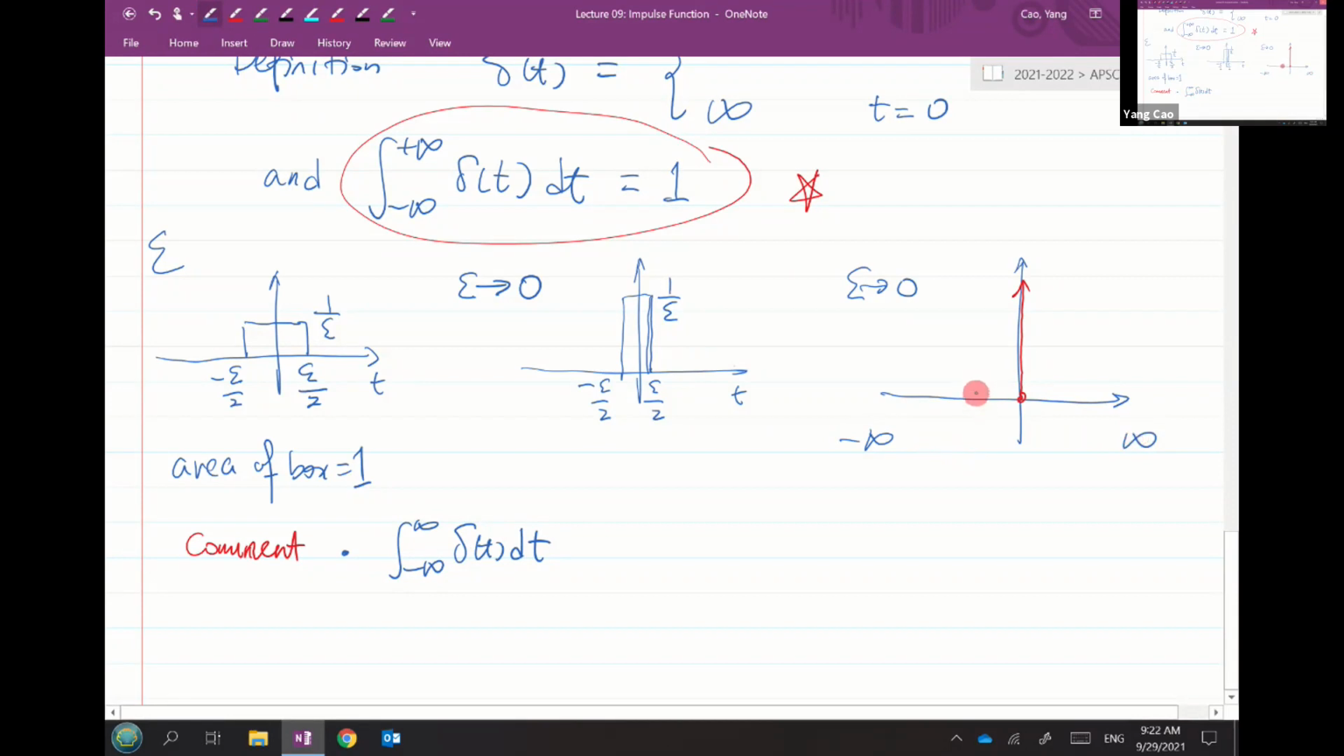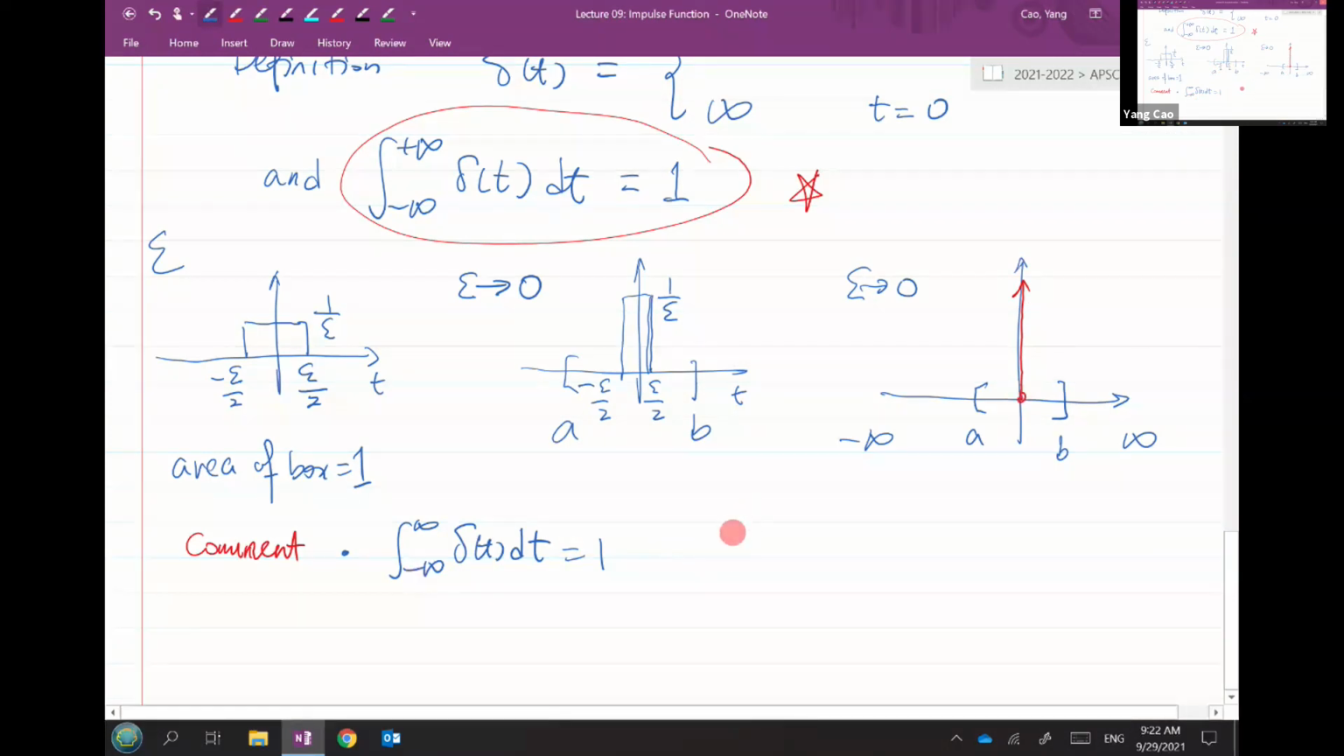Let's say my integral limit is actually somewhere here, like a to b, and a and b are on both sides of this vertical axis. In other words, your a and b are like this. It naturally includes the box. Then the integral will still be 1. But remember, right now this epsilon is approaching 0. It's a very limit concept.